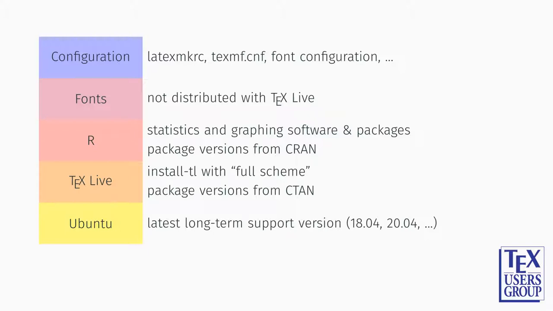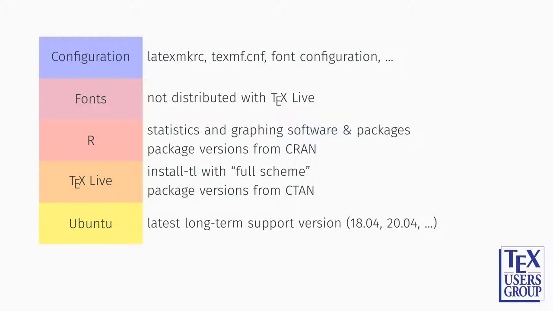After that, we install R, which again is a statistics and graphics software used along with LaTeX by many of our users. We also install a wide selection of R packages from CRAN. This one is the Comprehensive R Archive Network. So just like for TeX packages, the versions of R packages that get installed are the versions that happen to be available at the time we build the image.